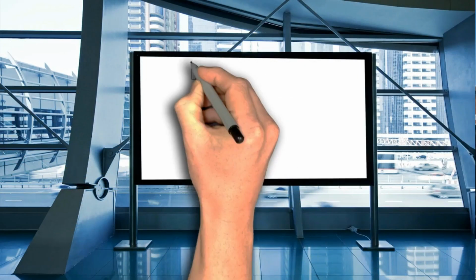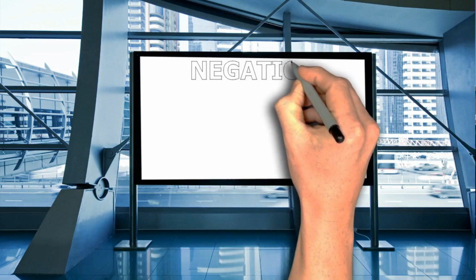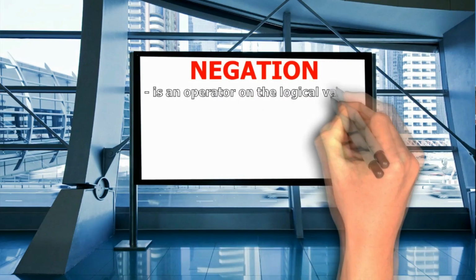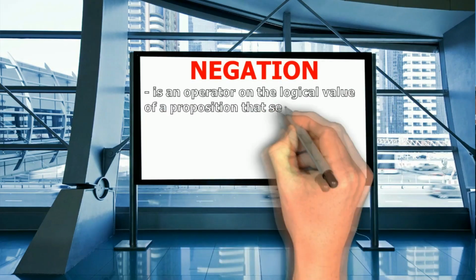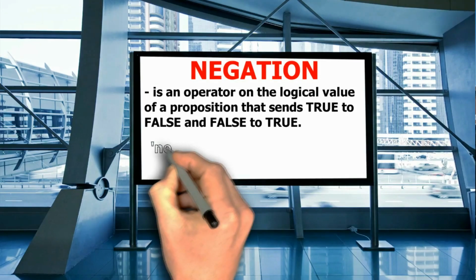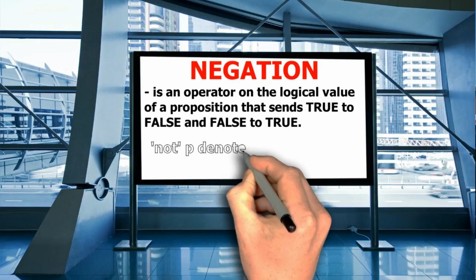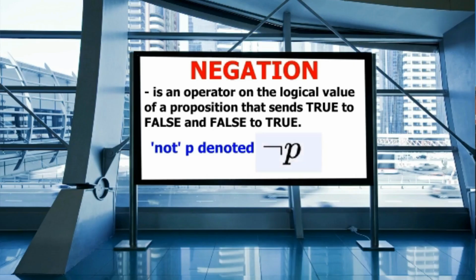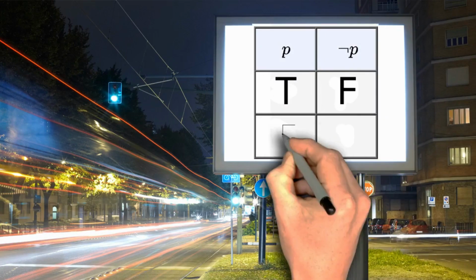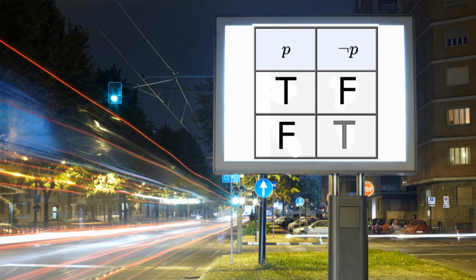So now we're going to discuss negation. In mathematics, a negation is an operator on the logical value of a proposition that sends true to false and false to true. The negation or logical not of P, denoted not P, is given by: if P is true, then not P is false. If P is false, then not P is true.